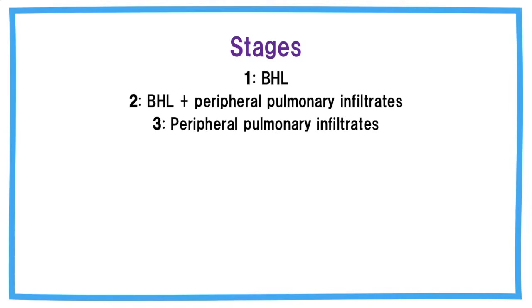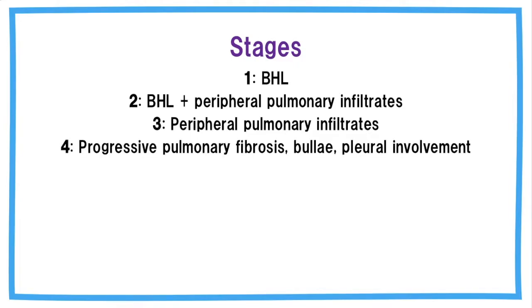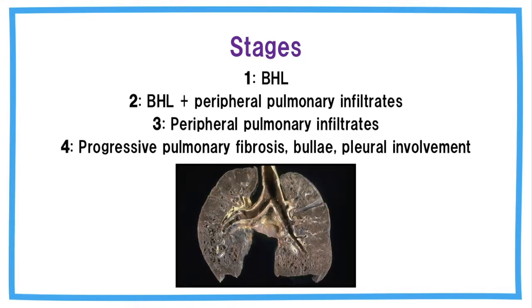And then finally, in stage 4, there is progressive fibrosis, which leads to honeycomb lung when this becomes widespread, and also pleural involvement. In this pathology specimen here, you can see these characteristic cystic spaces that look a bit like honeycomb, which is where the name comes from.